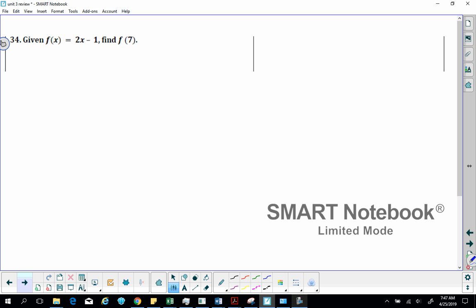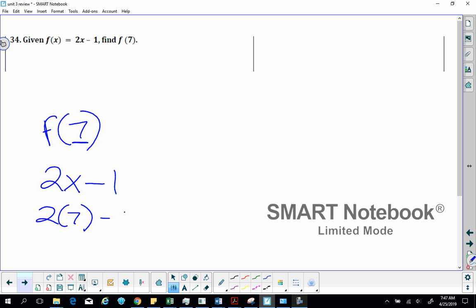Did you get this answer? Did anyone get it? Do you need me to go over it? So when something's in a number or in parentheses, remember that just means I put the number in the parentheses. So instead of x in this equation, what do they want you to put in for x? 7. That's it. What's 2 times 7, minus 1? That was your answer.